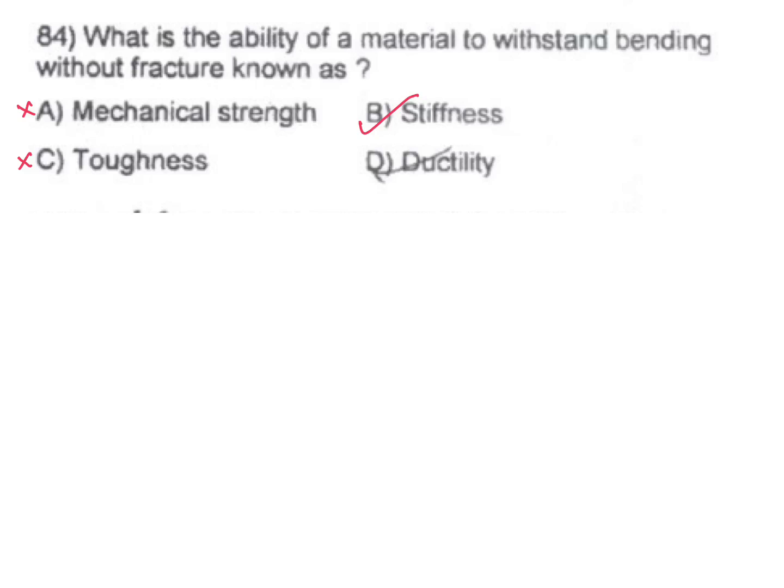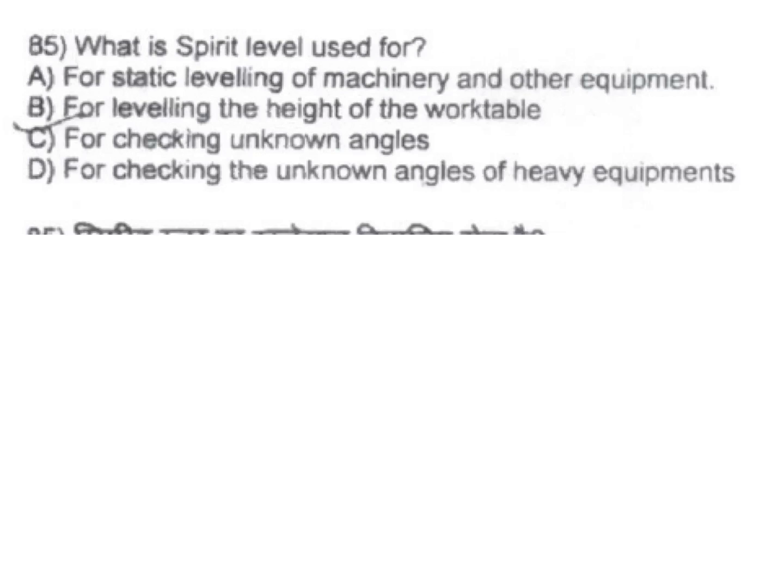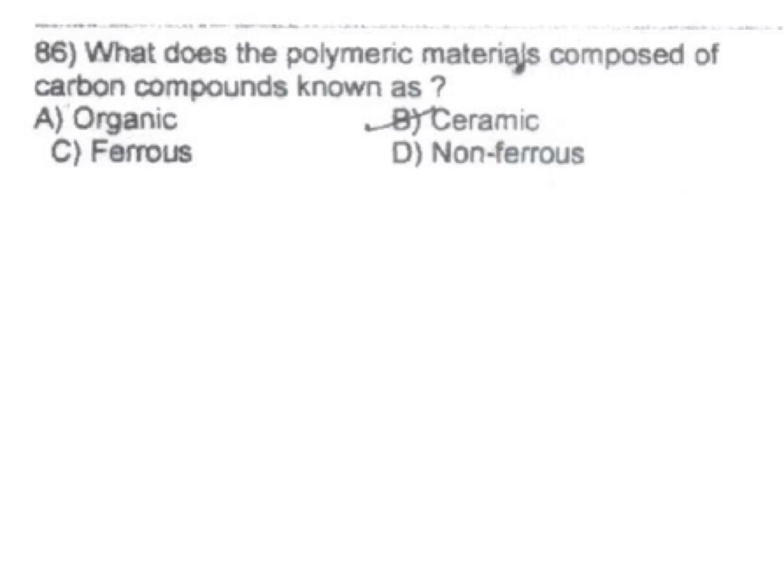What is a spirit level used for? For static leveling of machinery and other equipment, for leveling the height of the worktable, for checking unknown angles, for checking the unknown angles of heavy equipment. The answer is A, for static leveling of machinery and other equipment. What are polymeric materials composed of carbon compounds known as? A, organic; B, ceramic; C, ferrous; D, non-ferrous. B and C not possible. The answer is organic.